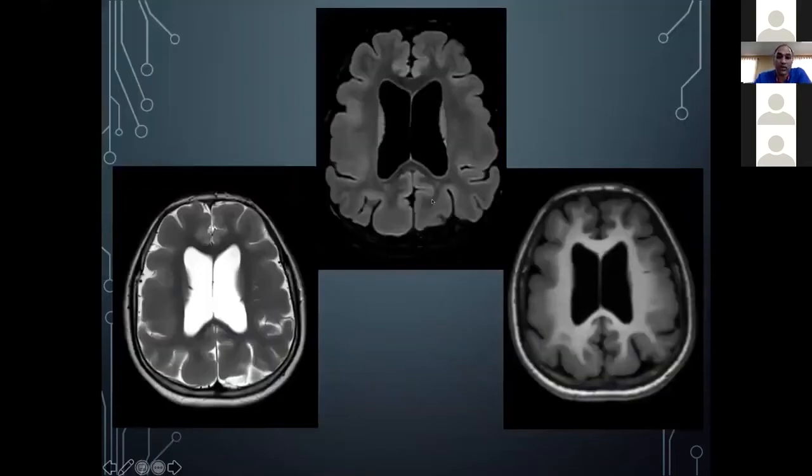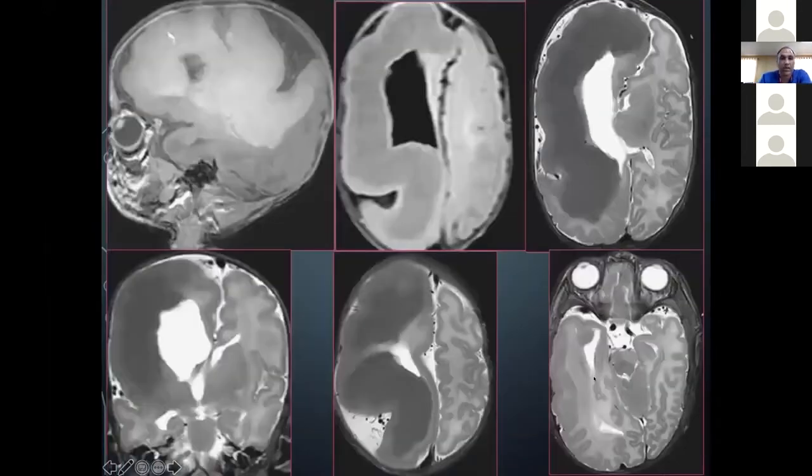Again, here is another case where the number of sulci and gyri is much less, and the cortex looks pretty thickened, and the gray white matter distinction is very, very poor. On the T1 weighted images, you can see this very nicely. As I showed you previously, it can have very bizarre imaging appearances, for example, in this particular case.